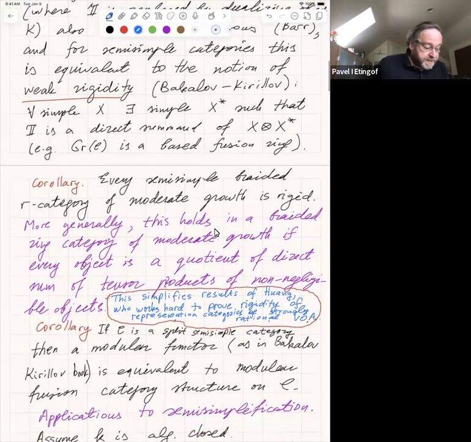A corollary of this is the resolution of a long-standing problem in the Bakalov and Kirillov book, which says that if C is a split semi-simple category, then a modular functor based on C, as in the book of Bakalov and Kirillov, is the same thing as a modular fusion category structure on C. So this was known up to this equivalence between weakly rigid and rigid, but in this case, the category is finite. Well, maybe I should say finite here.